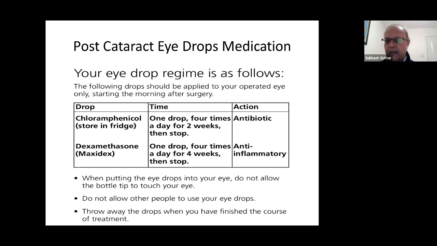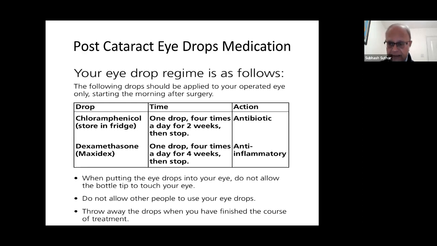The following drops should be applied to your operated eye only, starting the morning after the surgery. Very important to know. There are 2 drops which are being prescribed. One is chloramphenicol. This drop can be stored in the fridge. The dosing is 1 drop 4 times a day for 2 weeks, and it is an antibiotic to prevent infection. The second drop is dexamethasone, which is a corticosteroid anti-inflammatory known as Maxidex, which is preservative-free. It is 1 drop 4 times a day for 4 weeks, then you have to stop. And it is an anti-inflammatory.